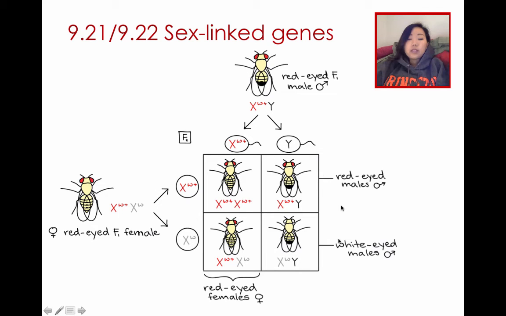Whereas for the males, they only get one X chromosome. So as soon as they get one recessive X chromosome, they will manifest the recessive trait. And so here 50% of the males will actually have the recessive white eyes. Here, this is a recessive one.